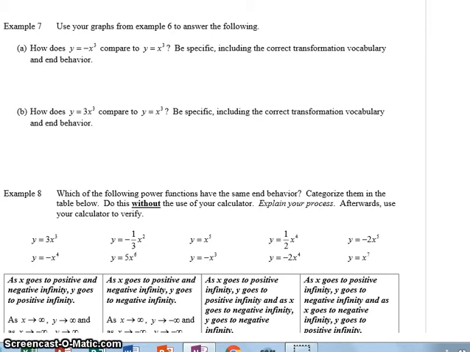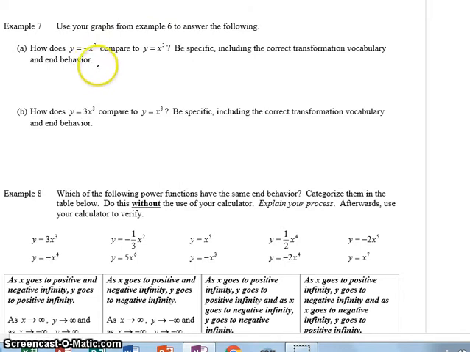This is Unit 7, Day 1, Part 2. Okay, Example 7. Use your graphs from Example 6 to show the following. How does y equals negative x cubed compare to y equals x cubed? Be specific, including the correct transformation vocabulary and behavior.